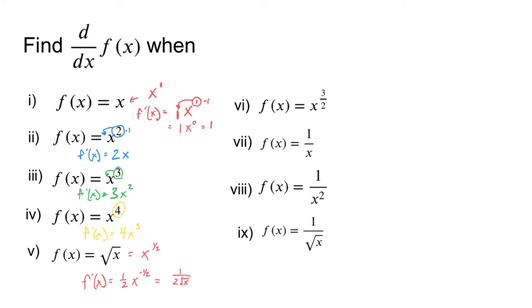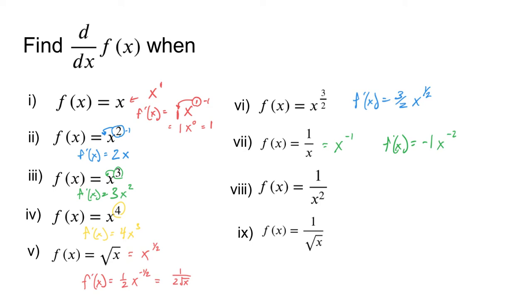What about Roman numeral 6? Again, we take that 3/2, we put it in front, we reduce our exponent by 1. What about Roman numeral 7? Ooh, okay. Well, again, you have to remember that that is x to the negative first power. So it's all about rewriting it. And then my derivative is easy. Just take that negative 1, put it in front of the x, and reduce the exponent by 1.